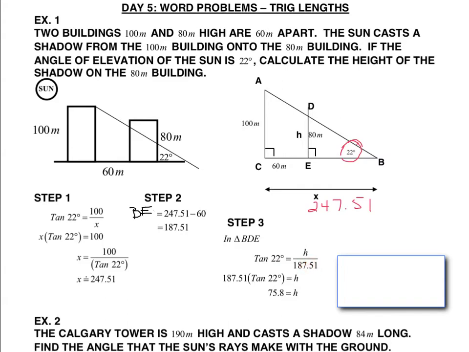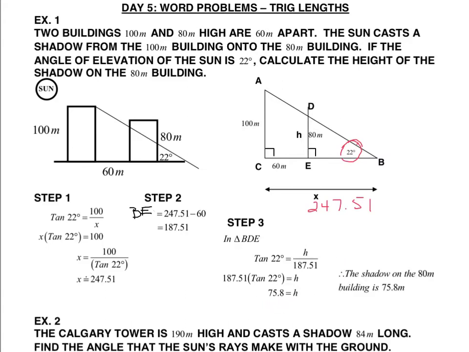So H is going to equal 75.8 meters. You don't have to put the meters in this area right here. You would if it was just a basic question and not a word problem, but we're going to have a final therefore statement where we're going to include our units. So we end up with our therefore statement. Therefore, the shadow on the 80-meter building is 75.8, and you include your meters there at the end so that you don't lose any marks.